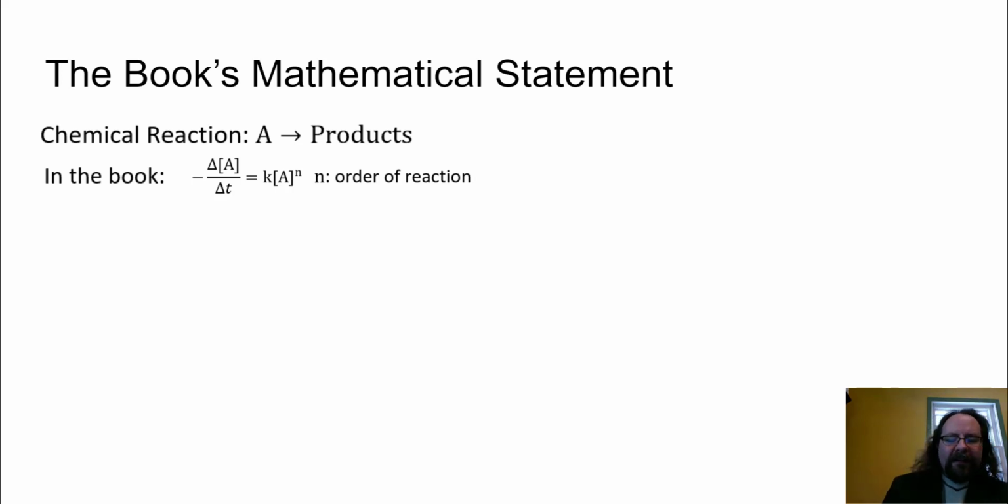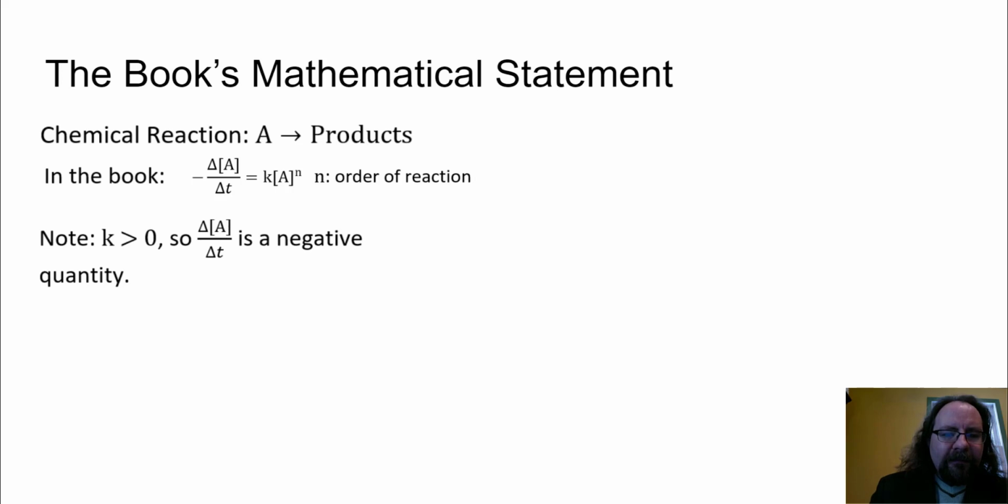Now, you will also see that there is a negative on the left side. The way we write this, we always want k to be a positive constant. That's just the way we like to do it, which means that in order for this equation to be true, delta concentration of A over delta t is always going to be negative. In other words, over time, the concentration of A is expected to always be decreasing as the reaction proceeds. That makes sense because A should be forming products, so the concentration of A should be going down as time increases.